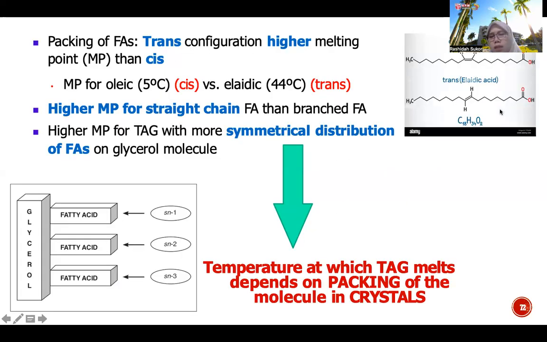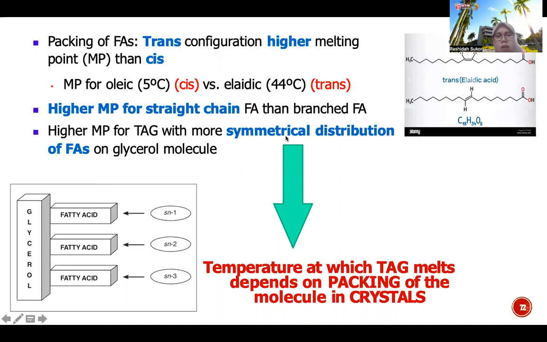But for elaidic acid, it is opposite, trans. So it is actually perpendicular, the location of the H. So you can actually see that it directly increases the melting point from 5 to 44. So the higher melting point for straight chain fatty acid than branched fatty acid, higher melting point for TAG with more symmetrical distribution of fatty acid on the glycerol molecule.